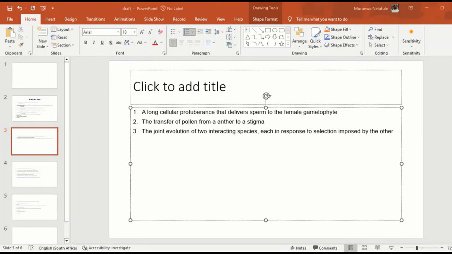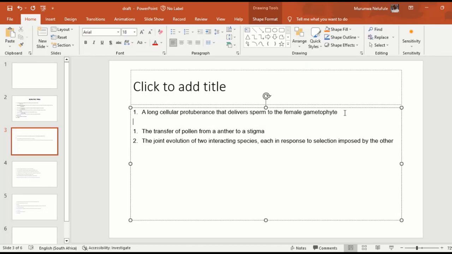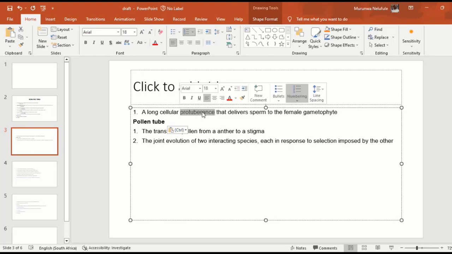It's actually surprising. The long cell that delivered the sperm to the female gamete is actually the pollen tube. The protuberance is just another term for it. If you Google this, it's a tube, another description used to describe a tube in general.